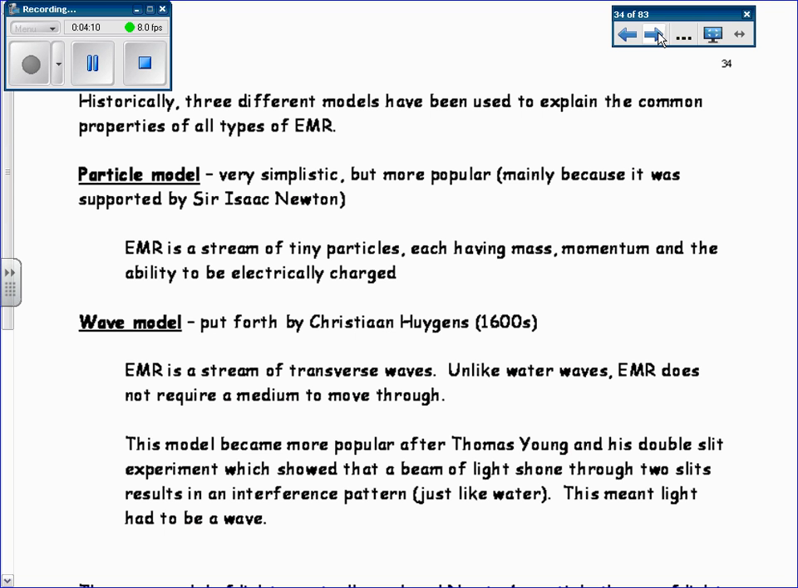Okay, so in terms of history, and this is going back pretty far, there have been three different models used to explain what light is, like what EMR is, like whether it's a particle, whether it's a wave. And there's been a lot of argument, a lot of discussion, a lot of conflicting views and experiments performed over the centuries to try and prove one or the other. So the first notion of what EMR is, is a particle theory of light. And that was really supported by Isaac Newton.